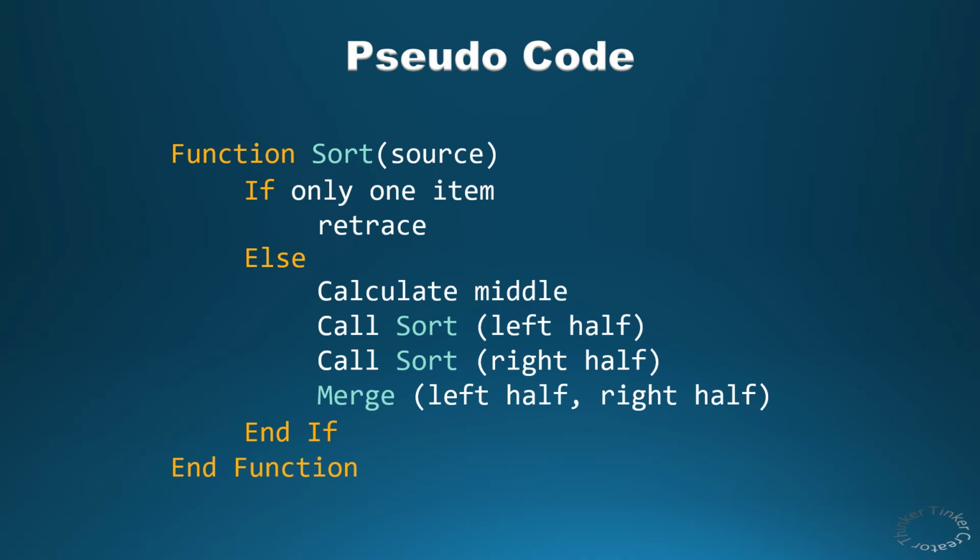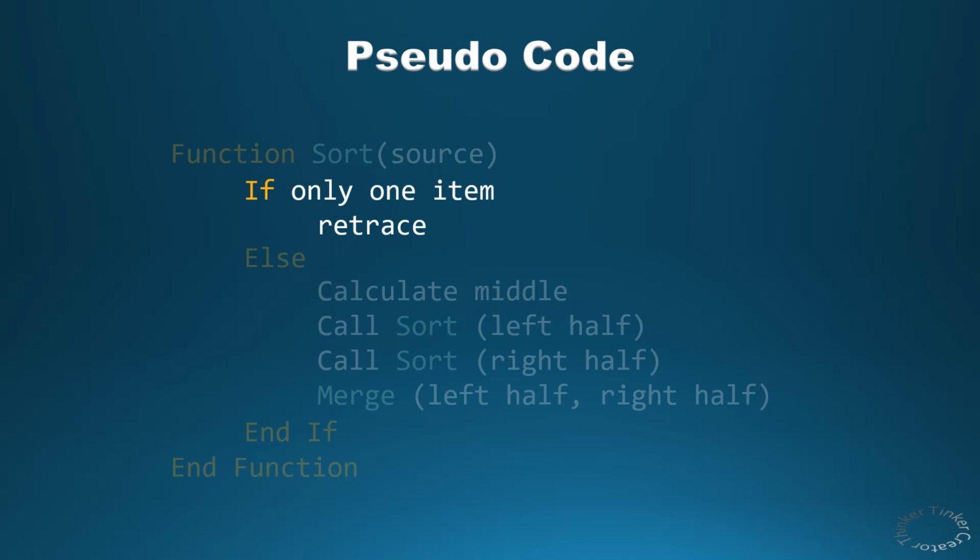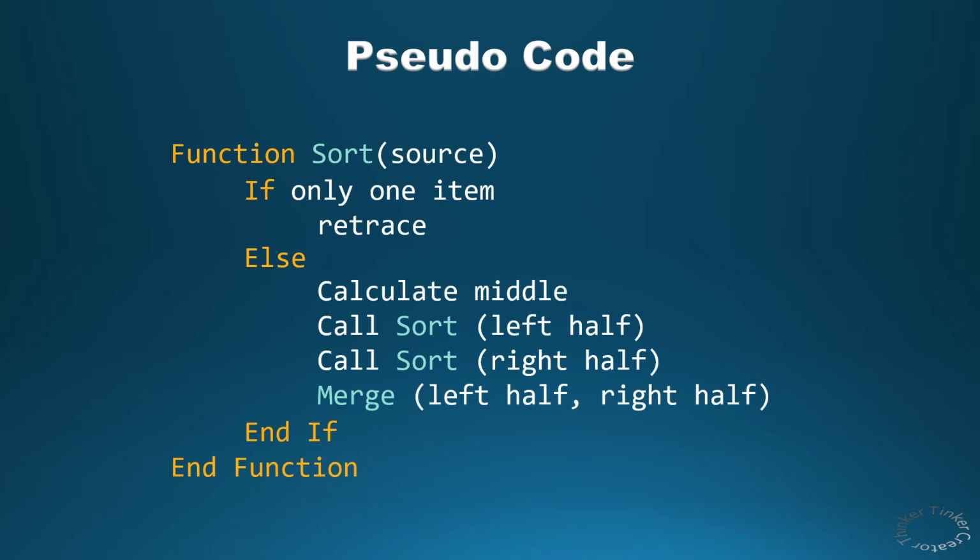Here's the pseudocode for the recursive division. This section calculates the middle, makes recursive function calls, and then merges two halves. And this is the base condition that ends the recursion. All these are encapsulated in a function.